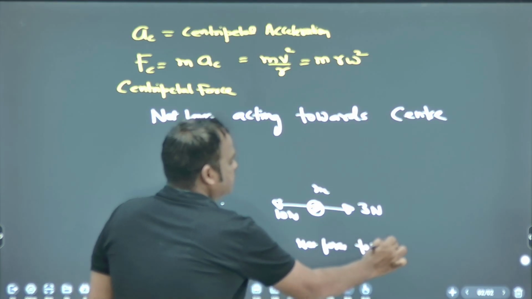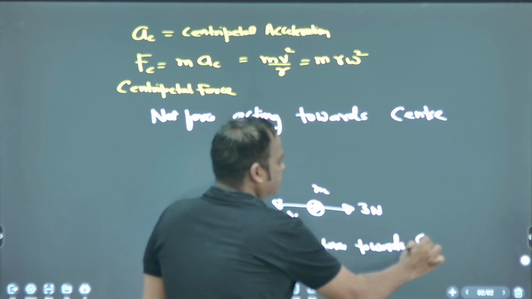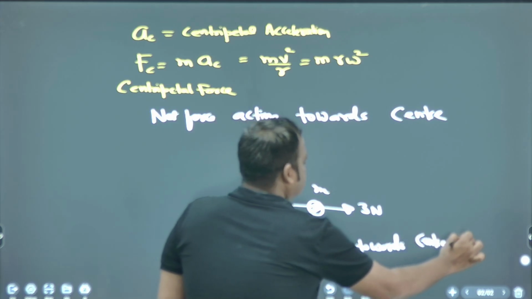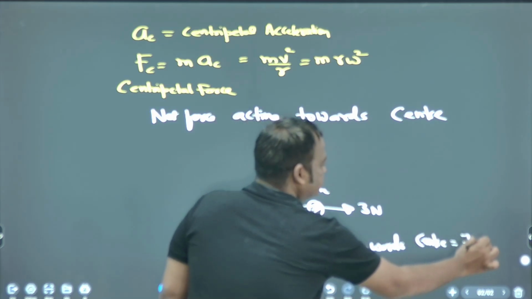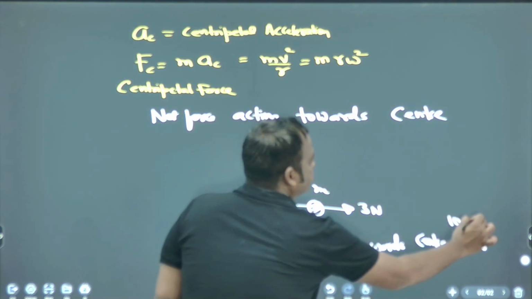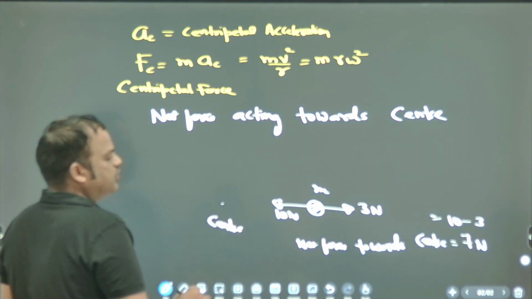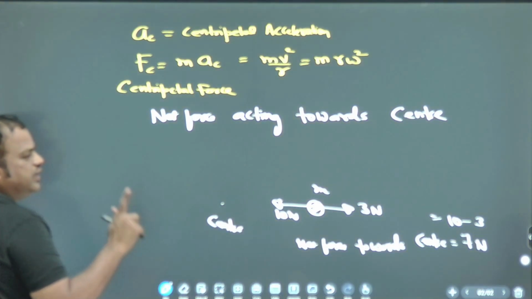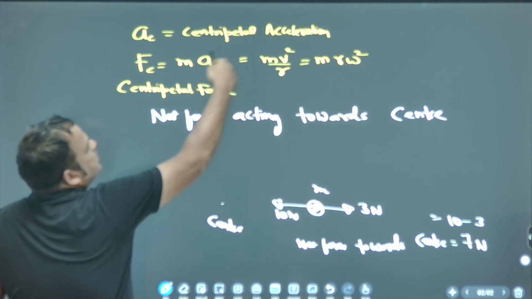towards the center is equal to 7 Newton. 10 minus 3 is equal to 7. Okay, clear? So the formula is this. This is the formula.